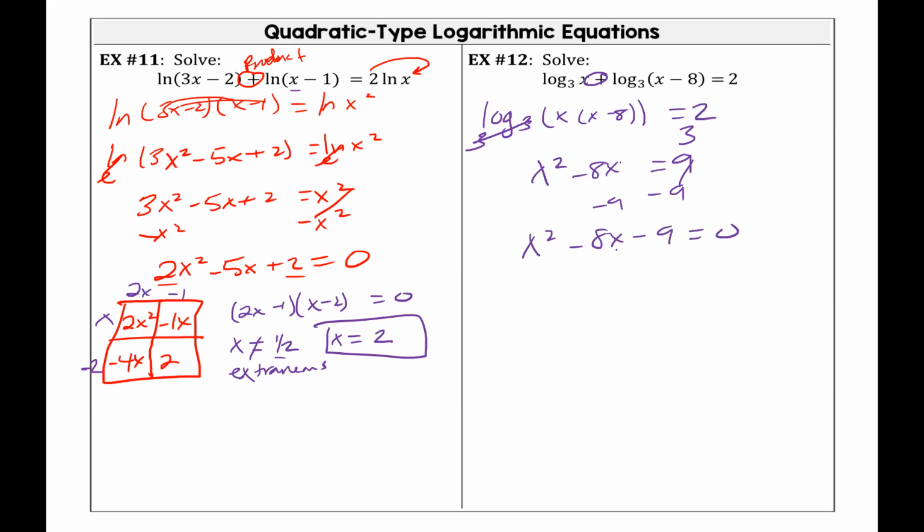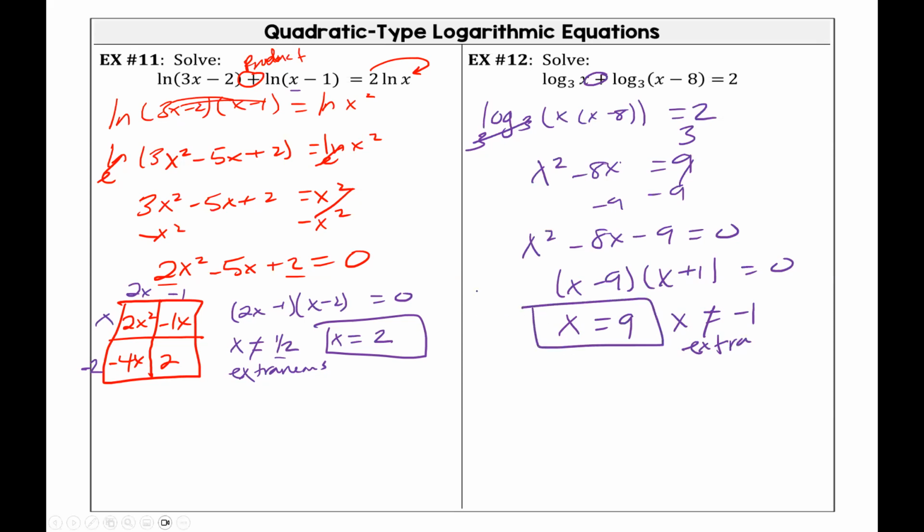One multiplies to give me negative 9, but adds to give me negative 8. That would be x minus 9 times x plus 1. Therefore, x equals 9 and x equals negative 1. So one of these, again, is our extraneous solution. This is a negative 1. If I plug it in for x, I'm going to be taking the log of a negative, which is not possible. So this is my extraneous, and this is my real.